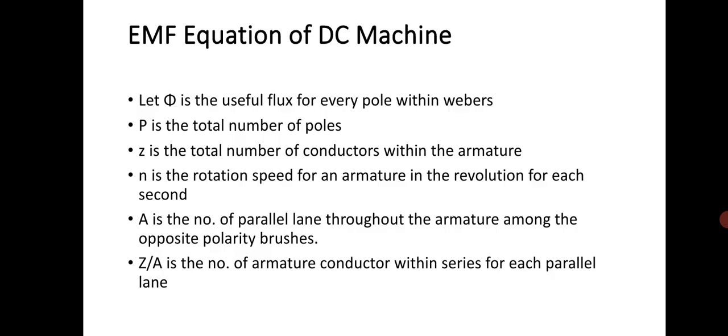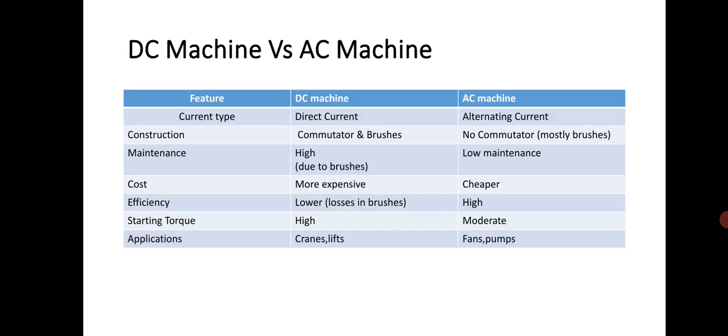Then Z is the total number of conductors within the armature. N is the rotation speed of the armature in revolutions per second. A is the number of parallel paths through the armature between opposite polarity brushes. Z by A indicates the number of armature conductors in series for each parallel path. Okay, so see the equation.